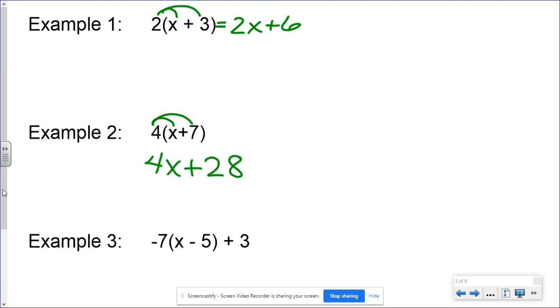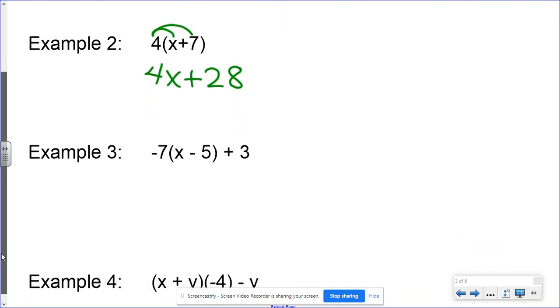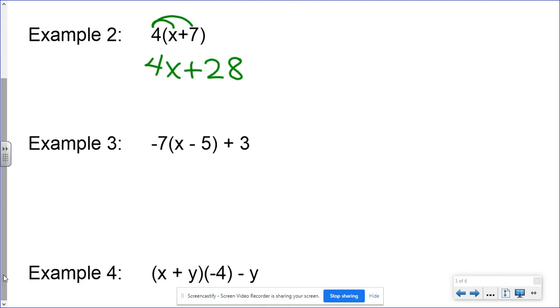And in the third example, notice now I've got this -7 that's going to distribute. I also have a plus 3 at the end. For right now, think about order of operations. Multiplying comes before adding. So I'm going to do my distribution, which is really a multiplication step. I'm going to distribute this, and then we'll worry about the plus 3 in a second. So -7 times x is going to be -7x.